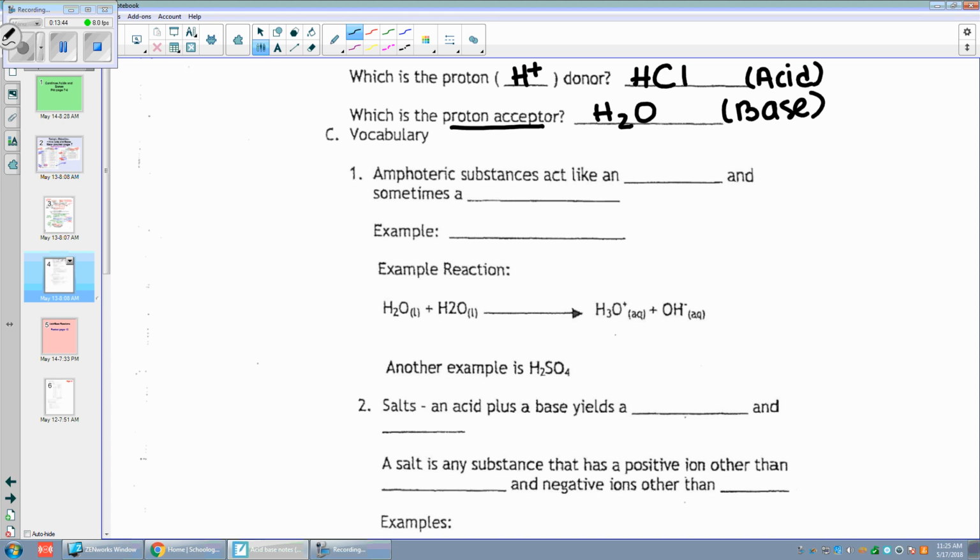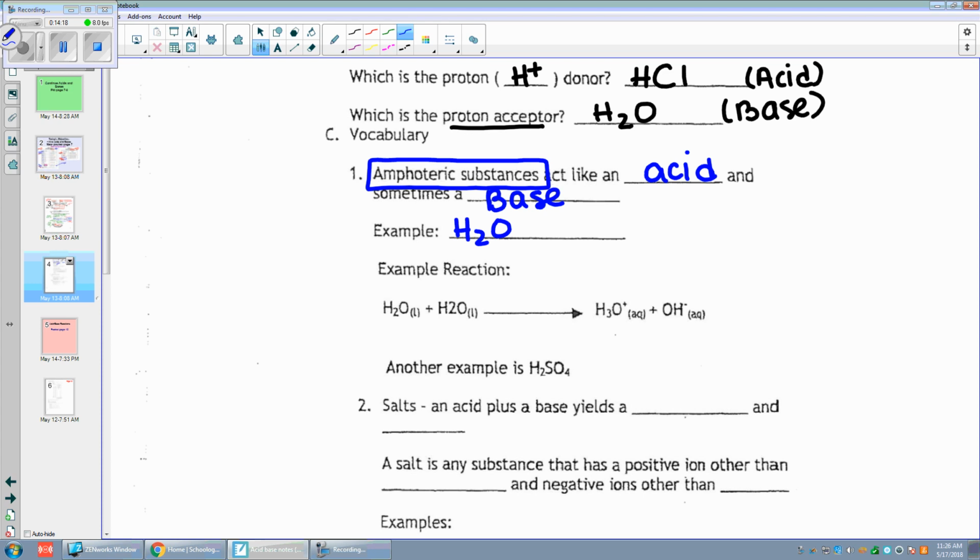H2O is not a base all the time. That is very important to know. Not a base all the time. So I should define this for you. Substances that are amphoteric are things that act like an acid and sometimes like a base. They act like both an acid and a base. Water is our example.